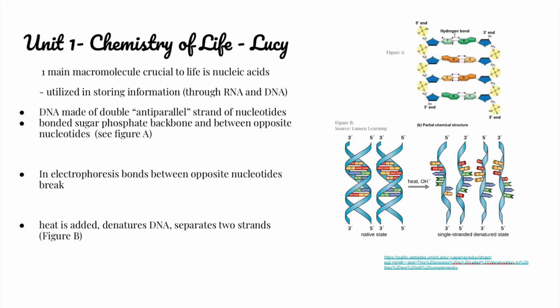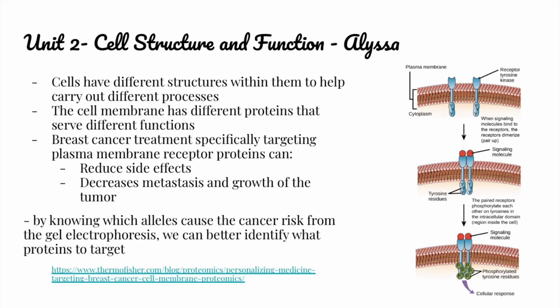We also can see the sugar phosphate backbone, but what we found most interesting about the bonds in this lab is that during electrophoresis, we have to denature the DNA, which separates it between these two nucleotides, so it separates that hydrogen bond that we can see in these two figures. And in the second figure, we can see that added heat, for example, denatures those bonds and then separates the strand.